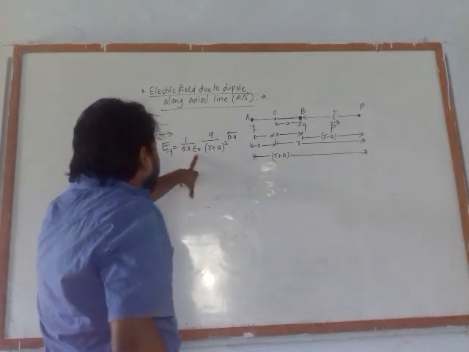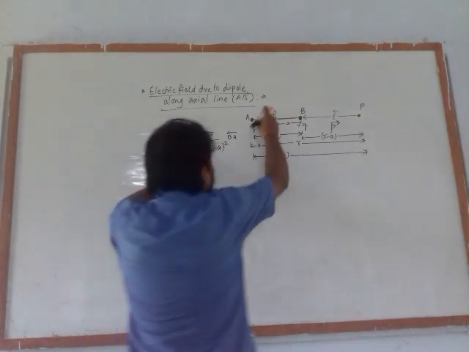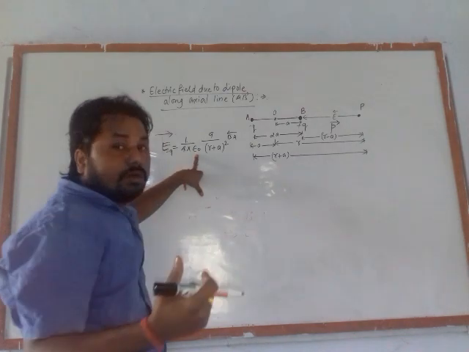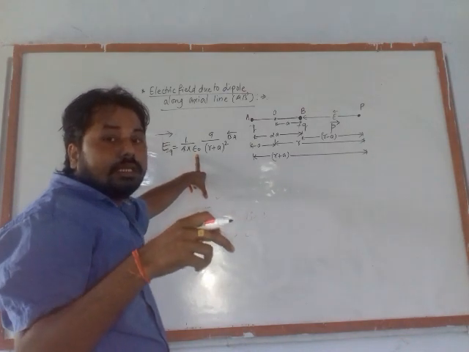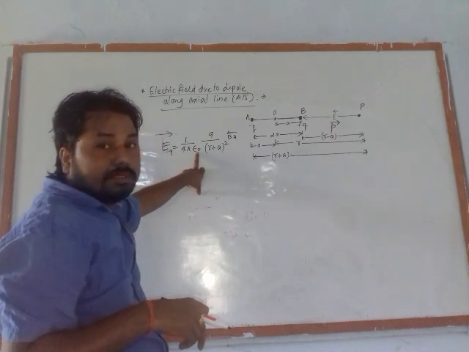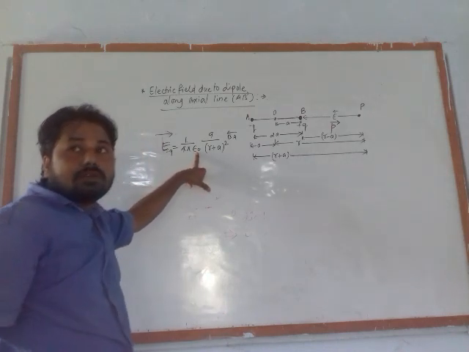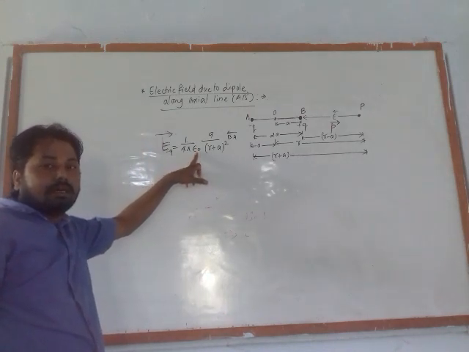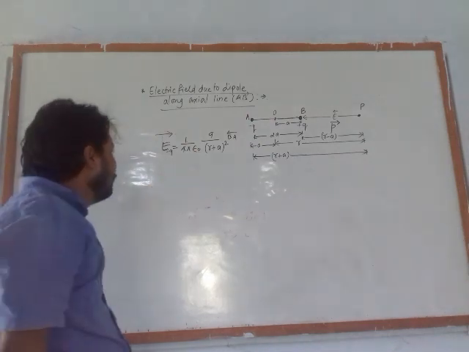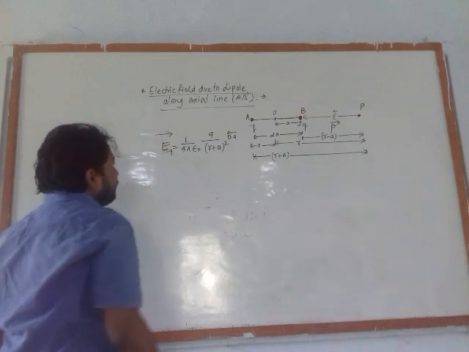Now here, why epsilon naught? Suppose this system is placed in air. As you know, in Coulomb's law, if we keep a charge in a vacuum or in air, we take the permittivity of the medium as epsilon naught. Its value I have already written in many videos, that is 8.85 into 10 to the power minus 12, in SI units.